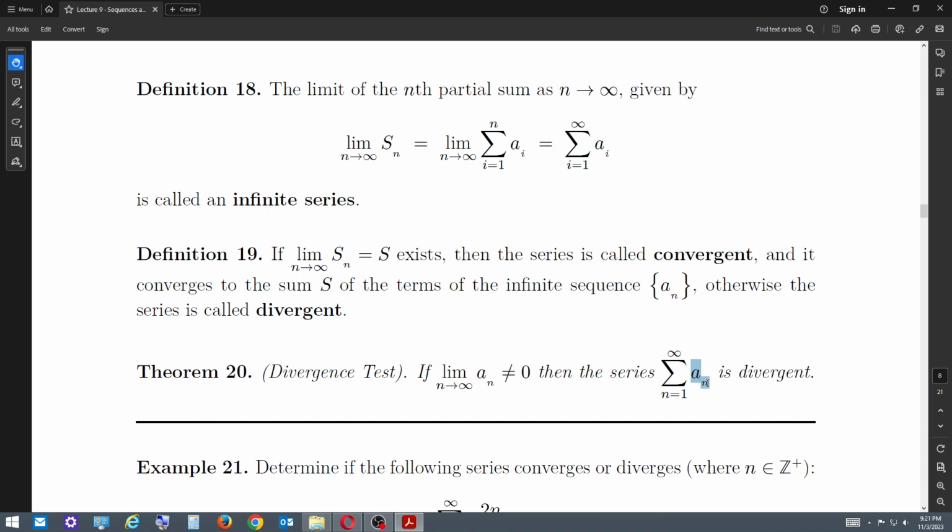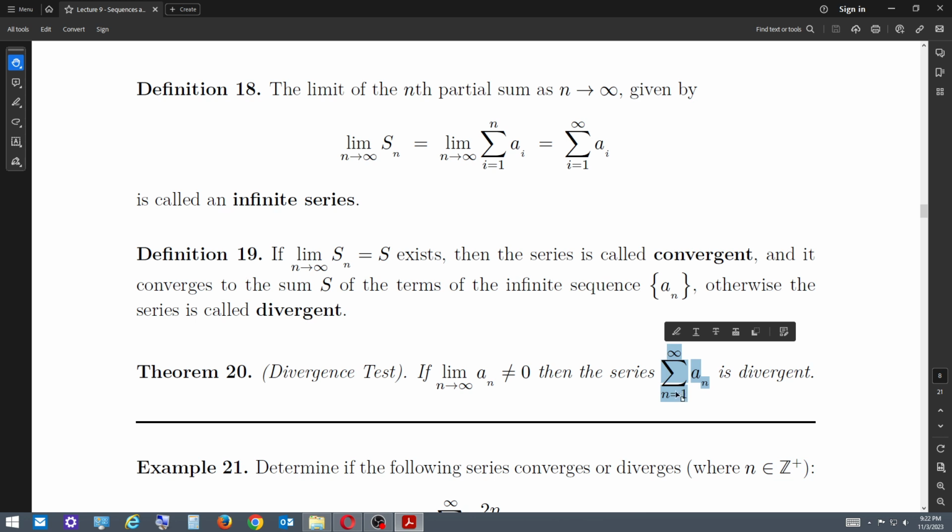Because if the limit is not 0, then you're going to keep adding things and changing the value, which means that you're never going to converge to a value. The only way this sum could work out to be a fixed or finite value is if the terms of the sequence actually get closer and closer to 0 until they eventually get to 0.